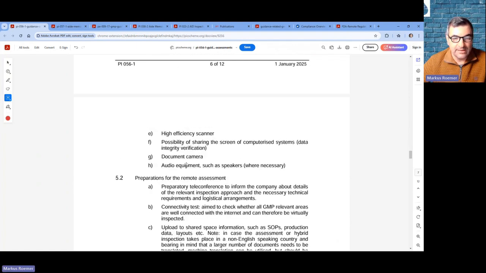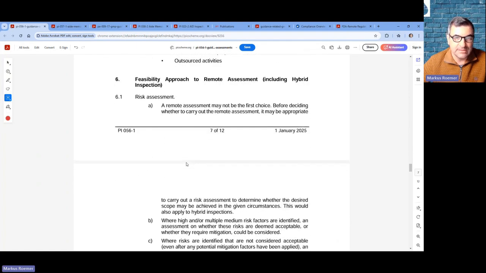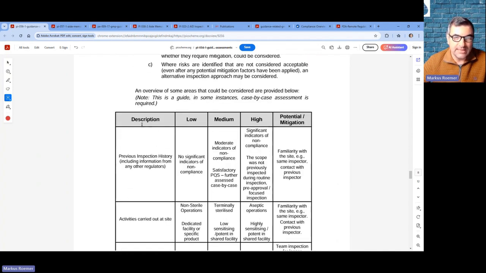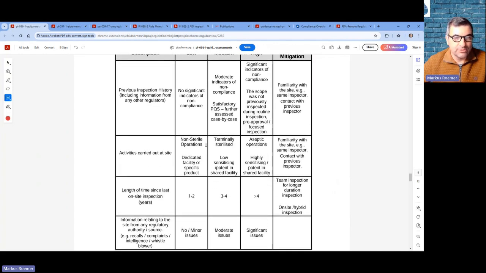So then they write something about the logistics, the feasibility approach. Here, that's also very interesting. This table, I don't know. That looks a little bit like this kind of tick box mentality, but they say a case by case assessment is required. Yes. So I'm not sure on that.